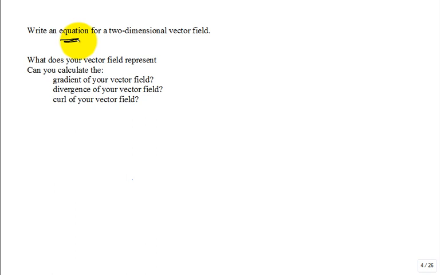Just make up an equation for a two-dimensional vector field. In fluid mechanics, what would we use a vector field to describe? Not pressure, but flow velocity. So V, it'll have to have some ui plus vj.